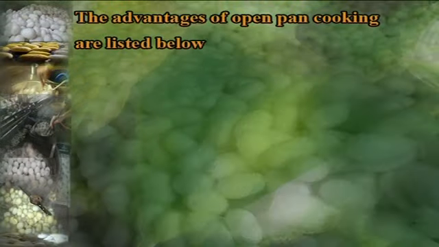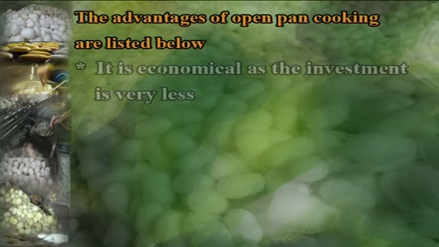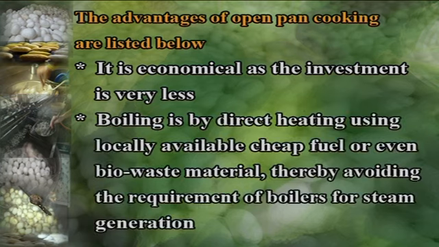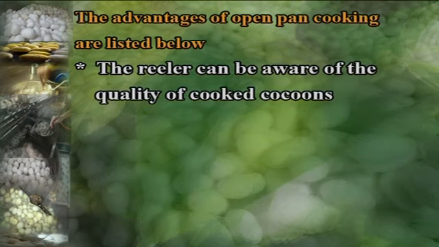The advantages of the cocoon open pan cooking are listed below. It is economical as the investment is very less. Boiling is by direct heating using locally available cheap fuel or even bio-waste material, thereby avoiding the requirement of boilers for steam generation. The reeler can be aware of the quality of the cooked cocoons.